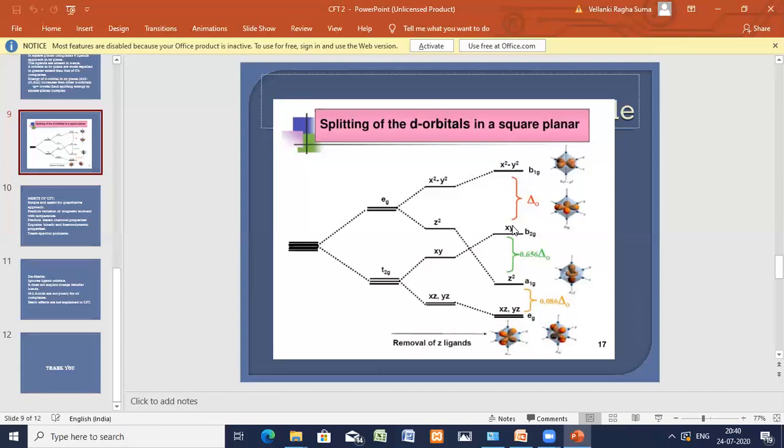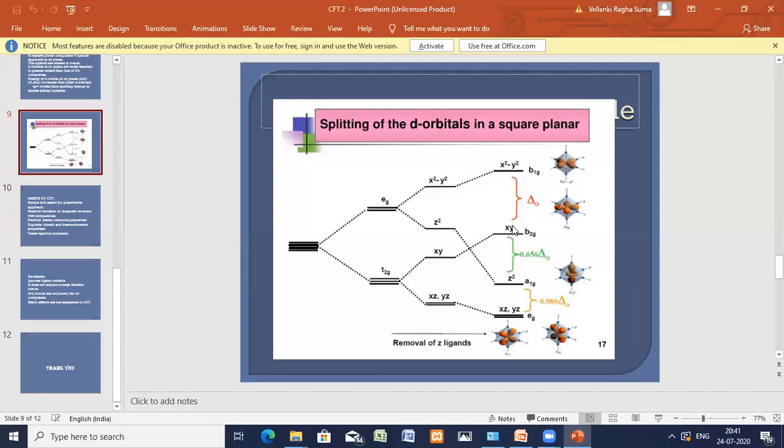Now, what is a strong field ligand? What is a weak field ligand? Strong field ligands are those which exert a strong electrostatic field on the central metal ion and have high splitting power. They are called strong field ligands. Now I'm just explaining some terms about the ligands. The splitting of the square planar complex has been explained.